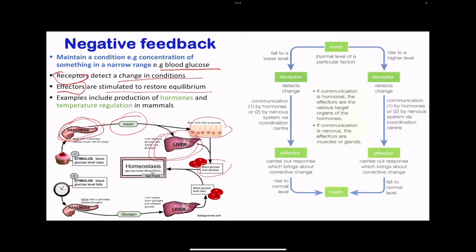If the change is that the blood glucose levels have fallen, a hormone called glucagon is going to be released. Glucagon is going to stimulate the liver, so that glycogen stored within the liver is converted into glucose, and this glucose is going to be released into the blood so that the blood glucose concentration increases, again maintaining a fine control.